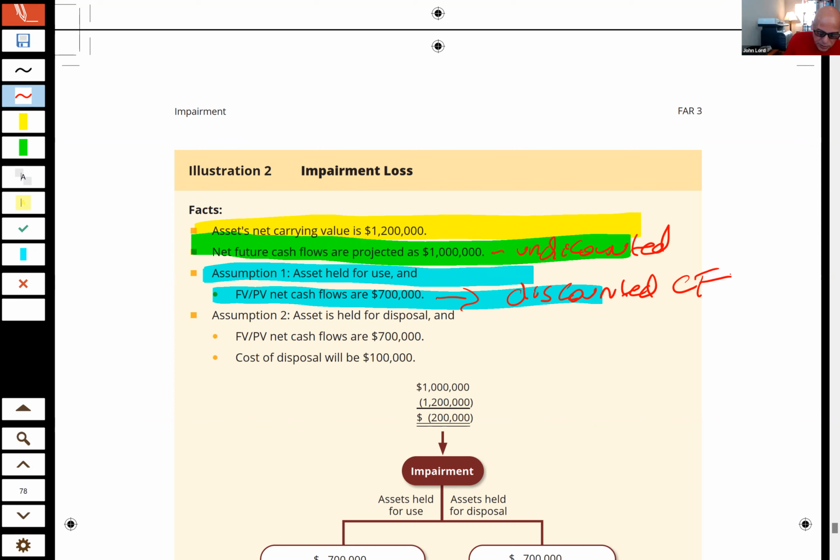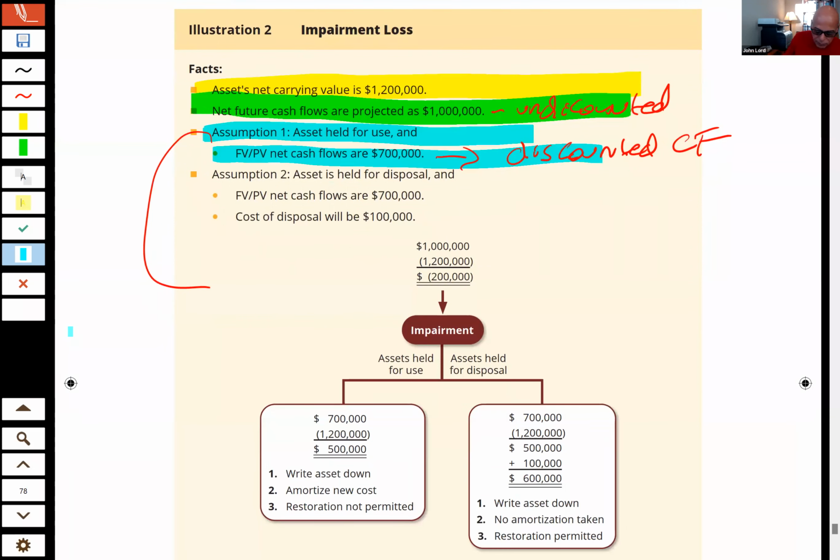Now, what happens in assumption 1? Let's do that one first. Notice what they do. They know that they have impairment. They compare that now discounted cash flow to the carrying amount. They have a $500,000 impairment loss. They will write the asset down, debit impairment loss, credit the asset. That brings it down to the $700,000.